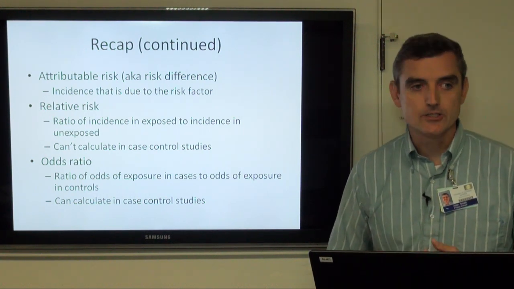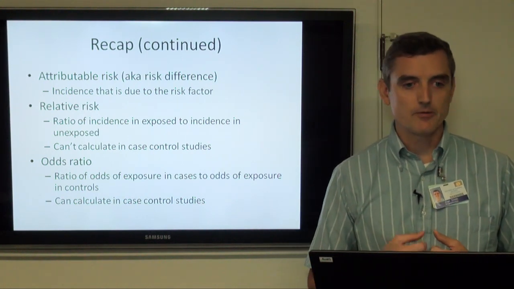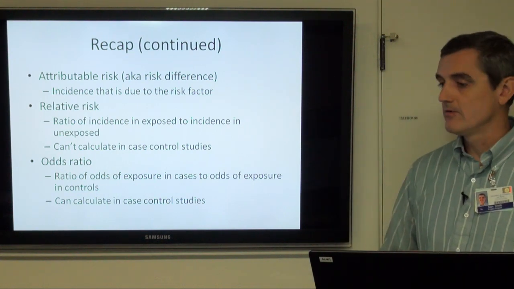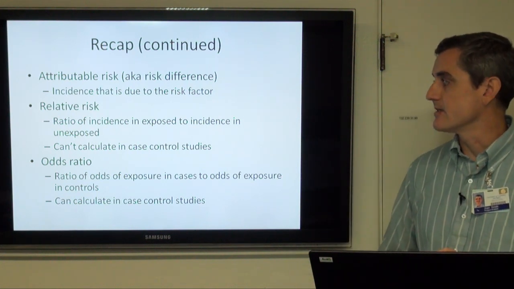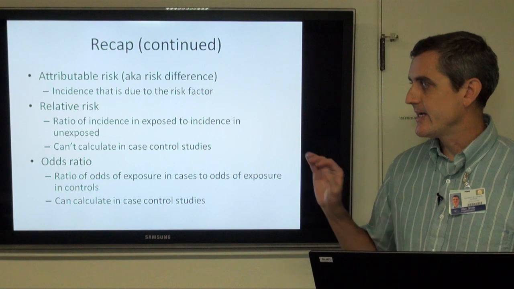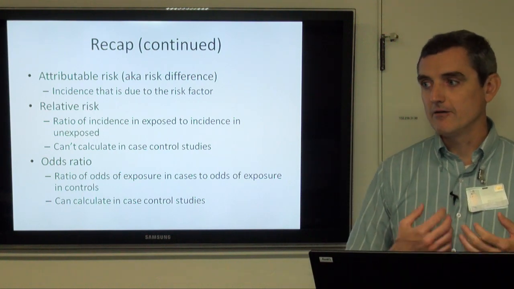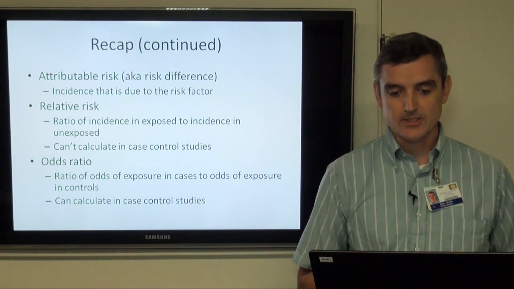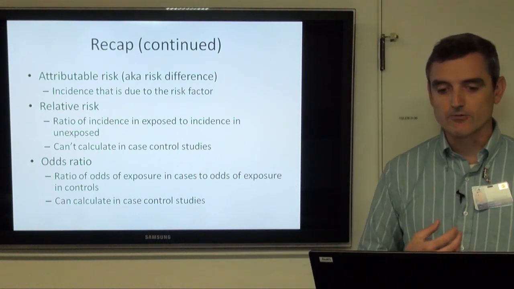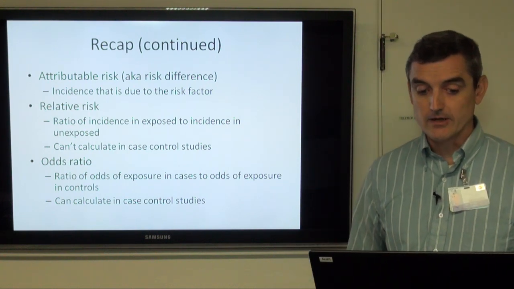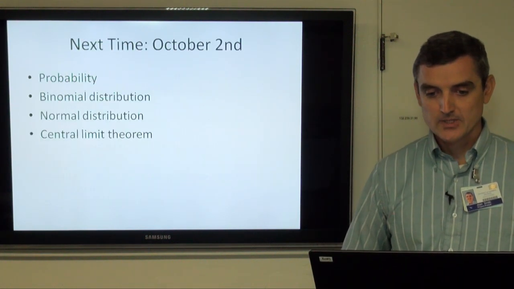Attributable risk is the incidence that is due to, or sometimes people use prevalence, that is due to a particular risk factor or the amount that could be eliminated if that risk factor was gone. Relative risk is a ratio of the incidence in exposed to incidence in the not exposed. Unfortunately, we can't calculate that in case control studies because we have artificially inflated the proportion of people who have the disease. But we can use odds ratio in case control studies. So that's the ratio of the odds of exposure in cases to the odds of exposure in controls. So we do use that in case control studies. All right.